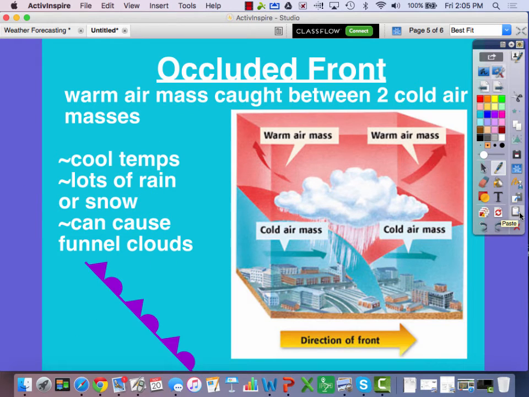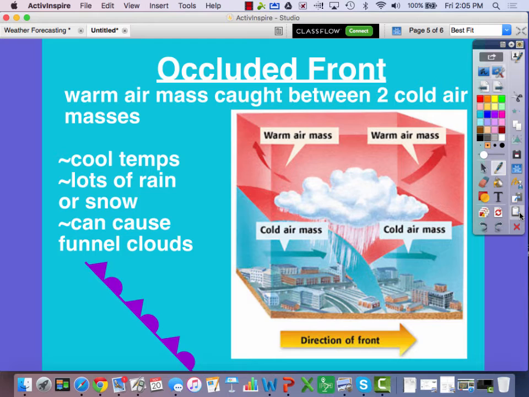All right, now we have an occluded front. This is when a warm air mass is trapped between two cold air masses. Its symbol is the purple line that's a combination of the cold and warm symbols. We get really cool temps with lots of rain or snow, and this can cause funnel clouds.